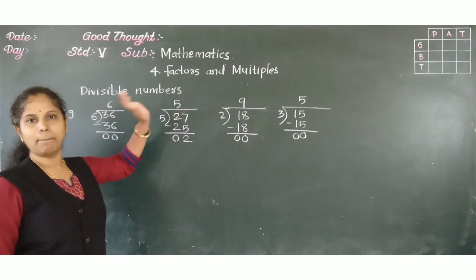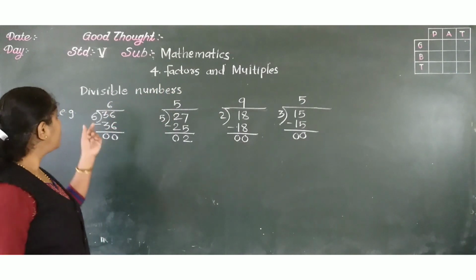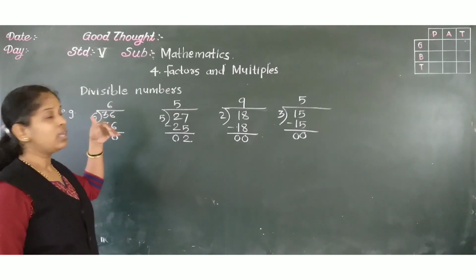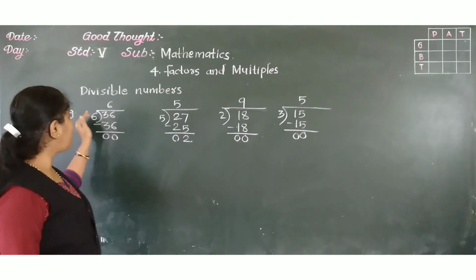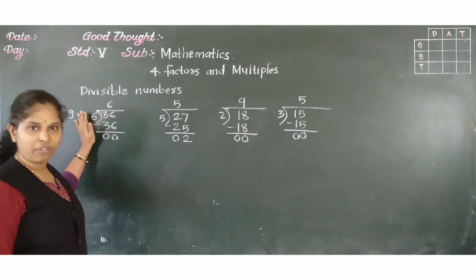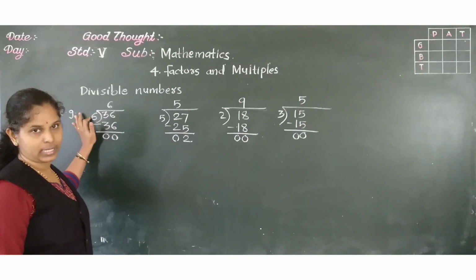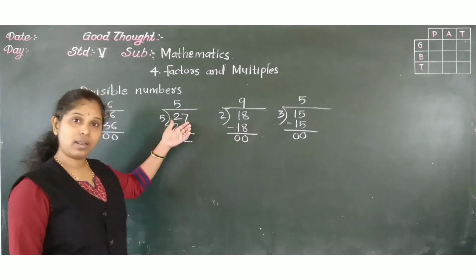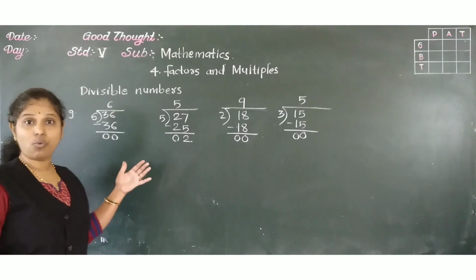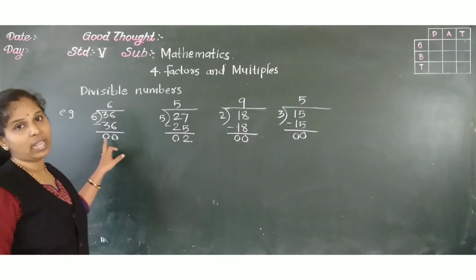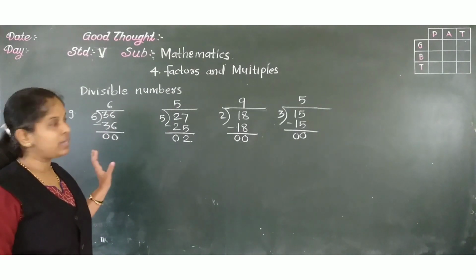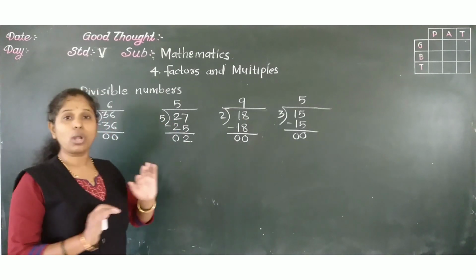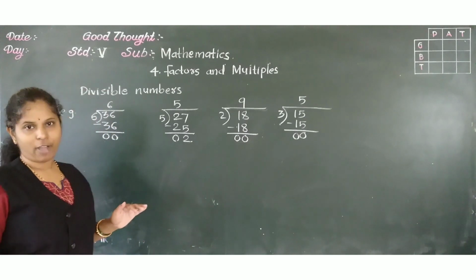Now, divisible numbers means, see here, 36. It is divisible. How to say? 36 is divisible by 6. It means we can divide 36 by 6. Okay. 27, is it completely divisible? Completely divisible means what? If the remainder is 0, then we can say yes, it is completely divisible. Here see the remainder is 2. That means 27 is not completely divisible by 5. Correct?